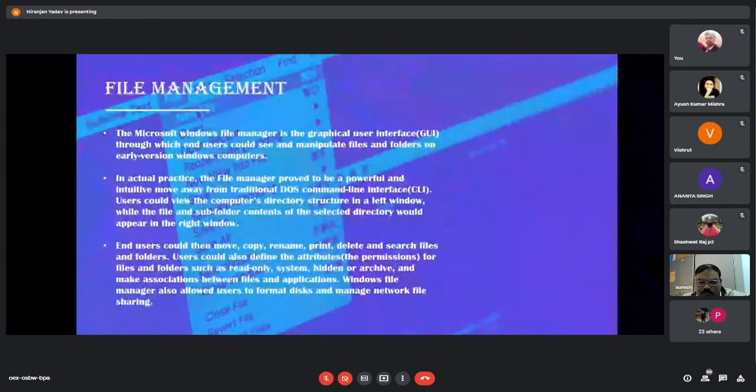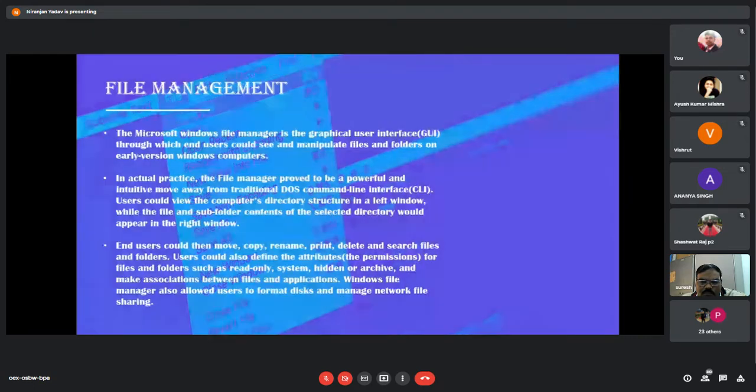File management. The Microsoft Windows File Manager is the graphical user interface through which end users could see and manipulate files and folders on early versions of Windows computers. In actual practice, the file manager proved to be a powerful and intuitive move away from the traditional DOS command line interface. Users could view the computer's directory structure in a left window, while the file and subfolder contents of the selected directory would appear in the right window.